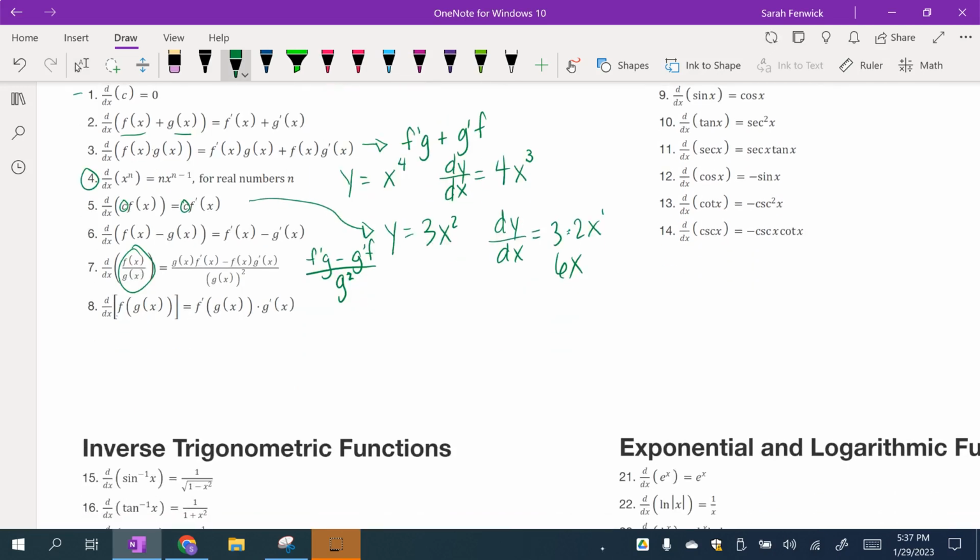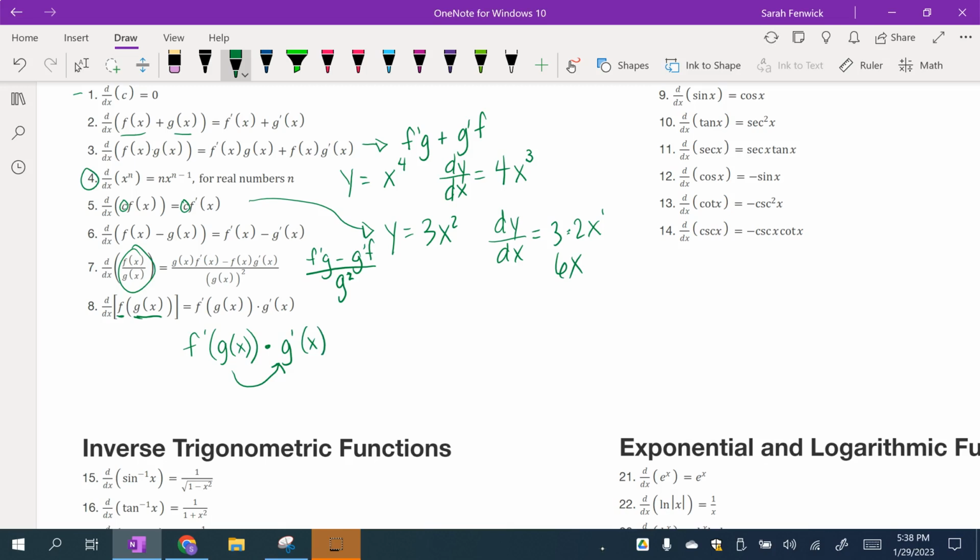And then this one is the chain rule, outside function, inside function. So you take the derivative of the outside function, but you leave the inside function alone. Then you multiply all of that by the derivative of the inside function. And that can actually go on into a longer chain.